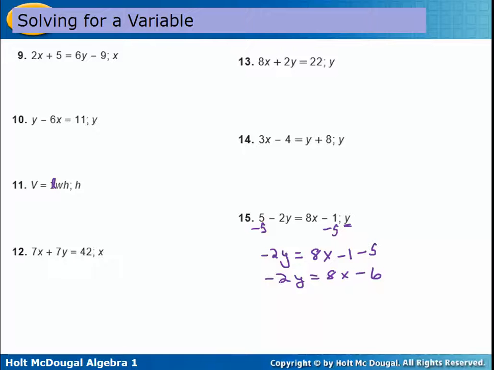And then we have a negative 2 times y, so we need to divide every term by a negative 2. So then these would cancel and you'd have y equals 8x divided by negative 2, which would be a negative 4x. Negative 6 divided by negative 2, and negative divided by negative is a positive. So your final answer would be negative 4x plus 3.